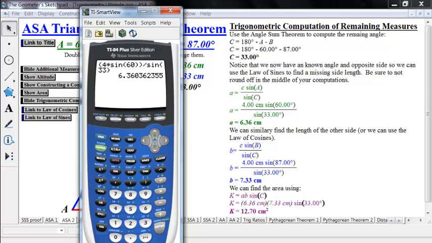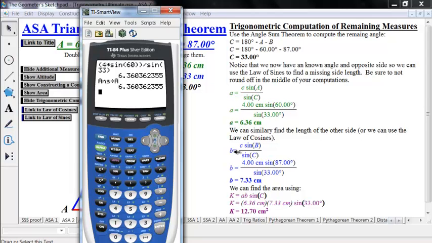Alright, and this should give us the a, 6.360362355. Okay, I'm going to store that as alpha A, because if I need to do any further calculations with a, like to find the area in a minute, I'm going to want to be sure to keep all those digits.